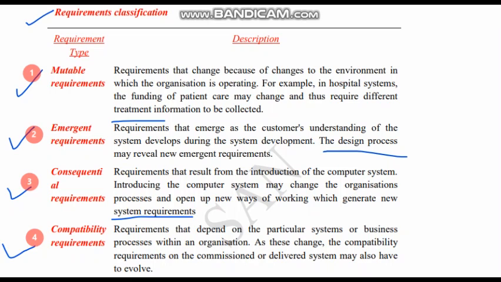So the fourth category of requirement is compatibility requirements. Okay, so these are the requirements that depend on particular systems or business processes within an organization. As these change, the compatibility requirements on the commissioning or delivery system may also have to change, that is, evolve. Okay, so compatibility requirements means what? Sometimes the customer will tell you to develop software in .NET, but now you can see that the trend is Python. So it is the choice which is being given to the developer to check out the compatibility. So sometimes the compatibility is very important. Okay, so depending upon the business requirements and technology, the compatibility may change.